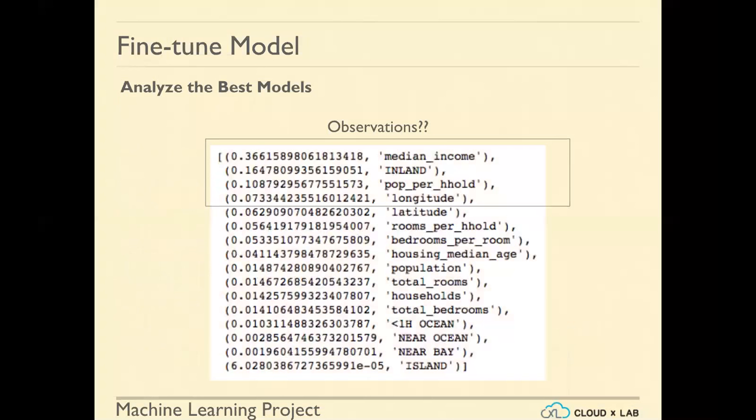So you can see that I think we can also ignore the longitude. These three parameters are the most important parameters: the median income, whether it's inland or not, then the population per household. These are the three good indicators. Yes, so the higher the factor, the higher the significance.